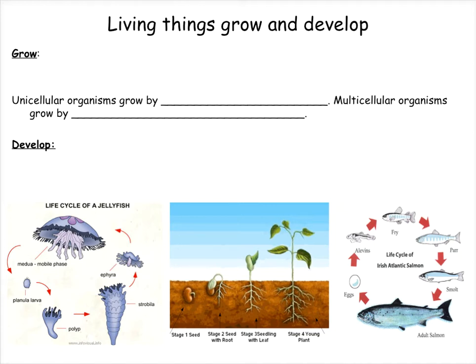The second characteristic of living things is that they grow and develop. Now, we must distinguish between the words grow and develop because although they are often used together, they do not mean the same thing. To grow means to increase in size. For unicellular organisms, this simply means the organism's one cell expands to get bigger. However, for a multicellular organism to grow, it actually has to increase the total number of cells that it has.